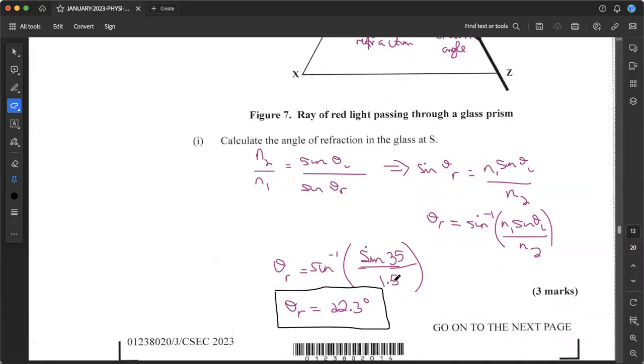We calculate this part, and then we find the sine inverse of this part, and we come out with an angle of refraction of 22.3 degrees. So that's our answer there for 3 marks.